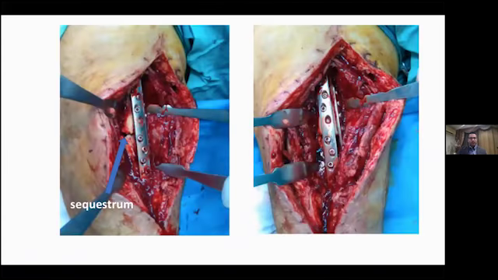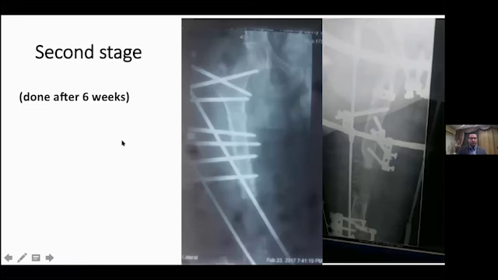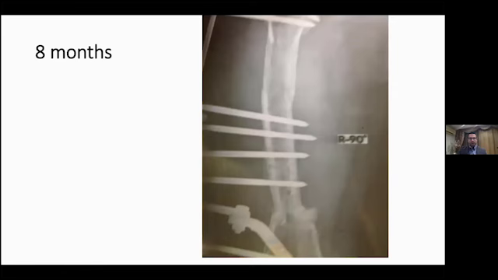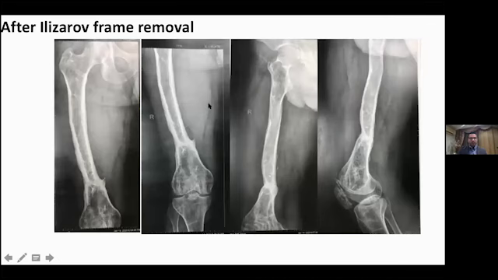This is an intraoperative photo showing the sequestered bone. Then the second stage was done by Lazaro frame after 6 weeks, and bone transport was started. And these are the X-rays after 8 months with full consolidation of the regenerate and docking site union. And these are the X-rays after the frame removal.